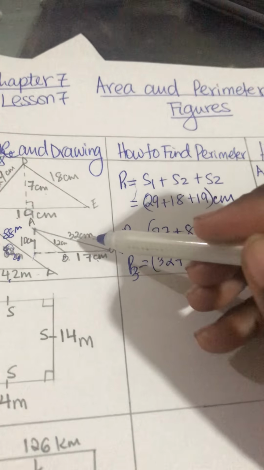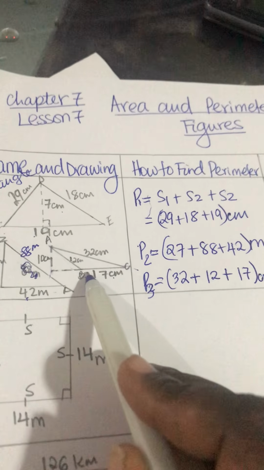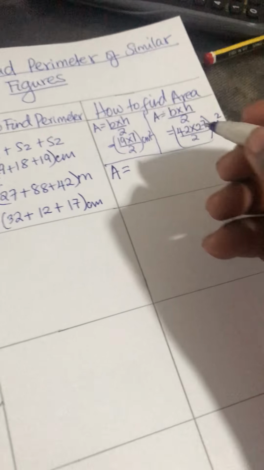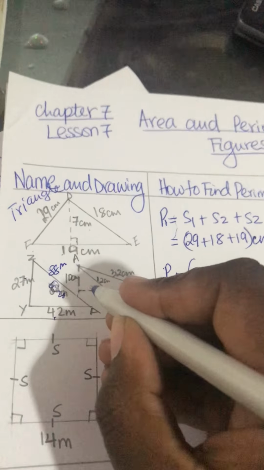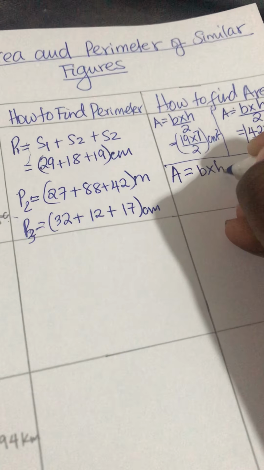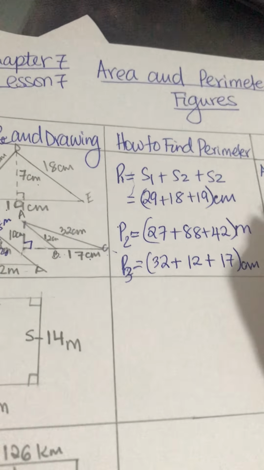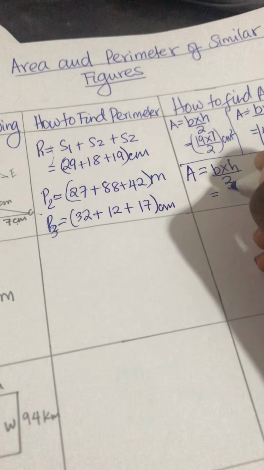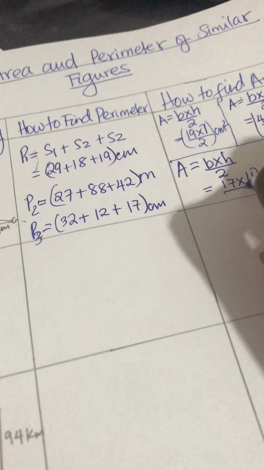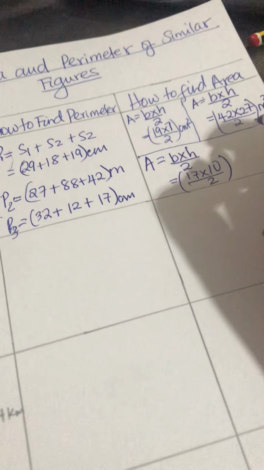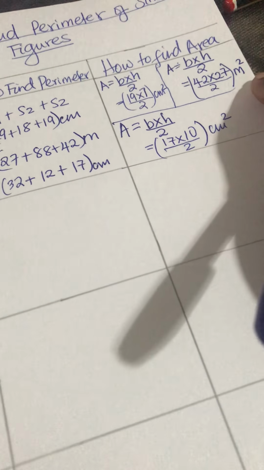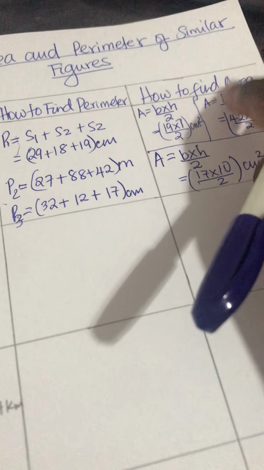Area equals, my base is 17 and my height is 10, because here is a 90-degree angle. So base times height divided by 2. Base is 17. Height is 10. Divided by 2. Make sure you finish your calculation. And your answer should have centimeters squared, meters squared, because we are finding area.